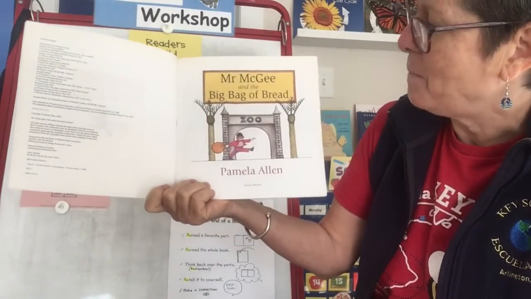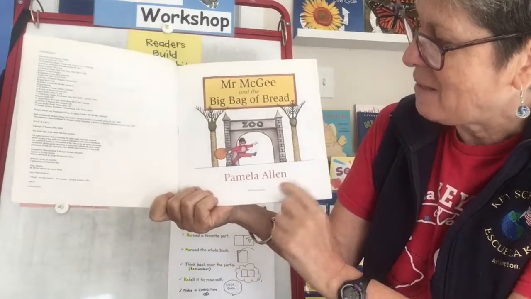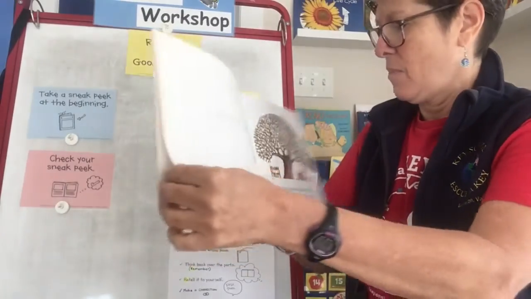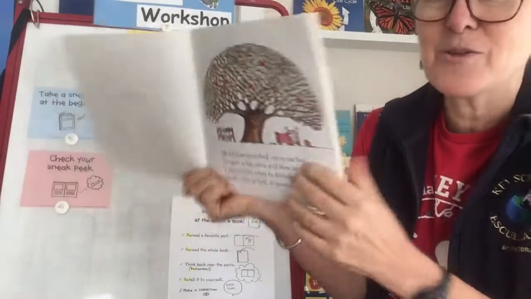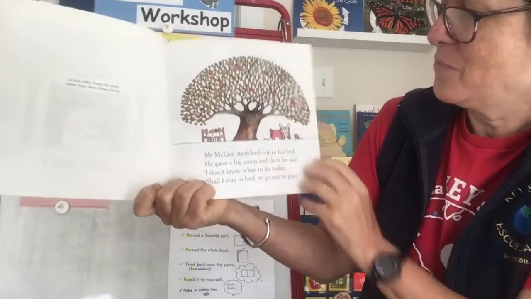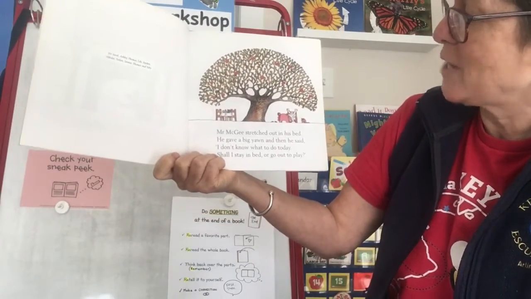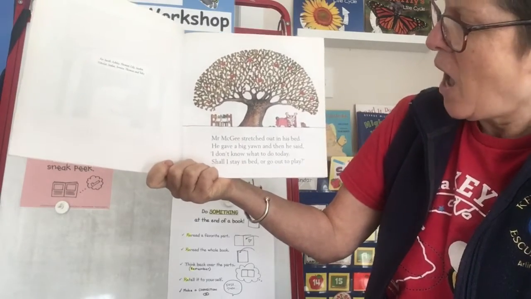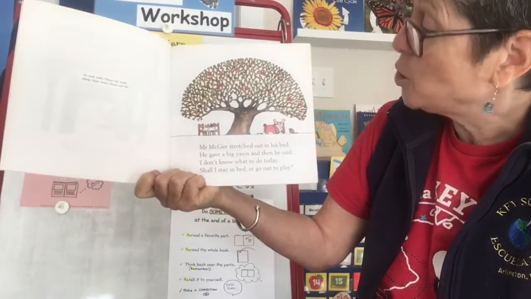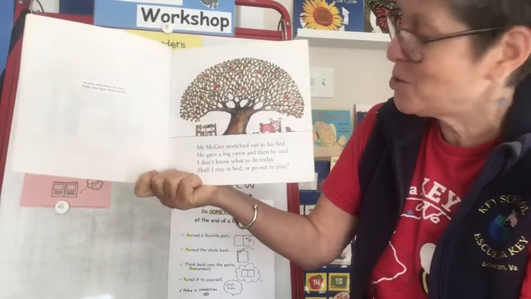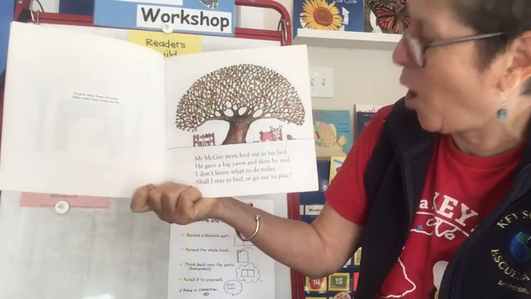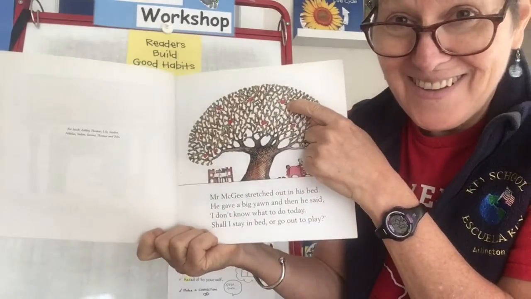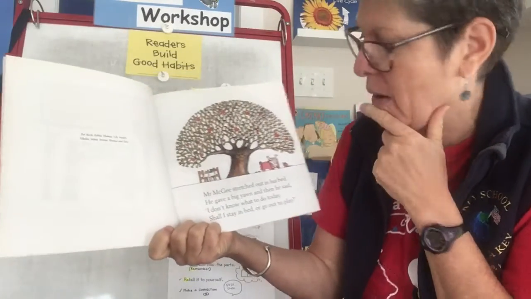Mr. McGee and the Big Bag of Bread by Pamela Allen, Puffin Books. Oh, and here I see the same picture from the back. Mr. McGee stretched out in his bed. He gave a big yawn, and then he said, I don't know what to do today. Shall I stay in bed or go out to play? Oh, wow. So Mr. McGee lives under a tree. I just made up that rhyme.